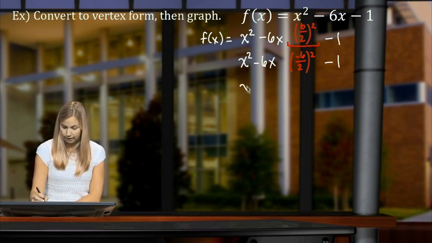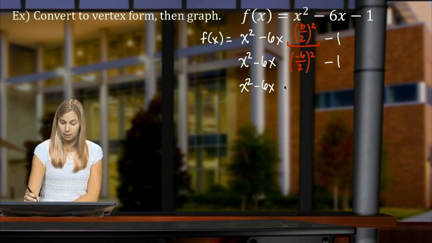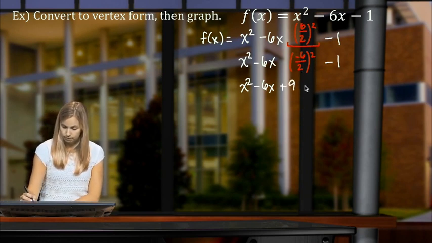Simplifying this, we've got x squared minus 6x. Negative 6 divided by 2 is negative 3. Negative 3 squared is positive 9.